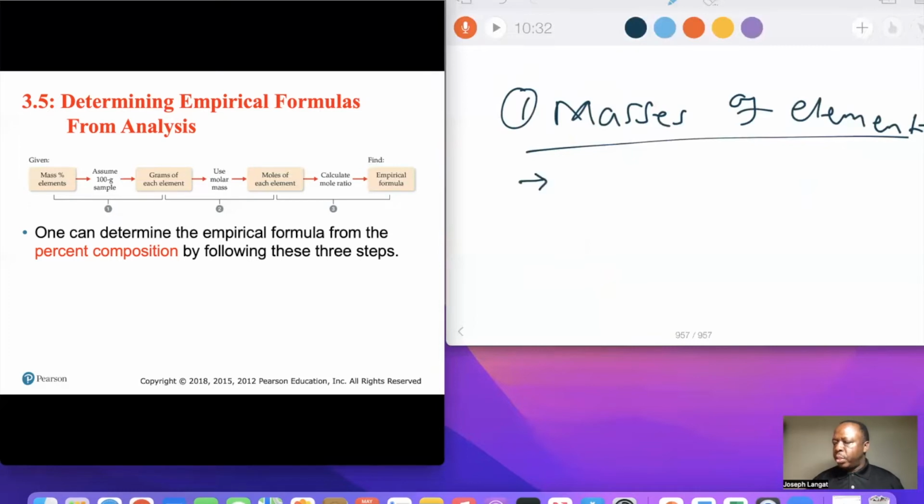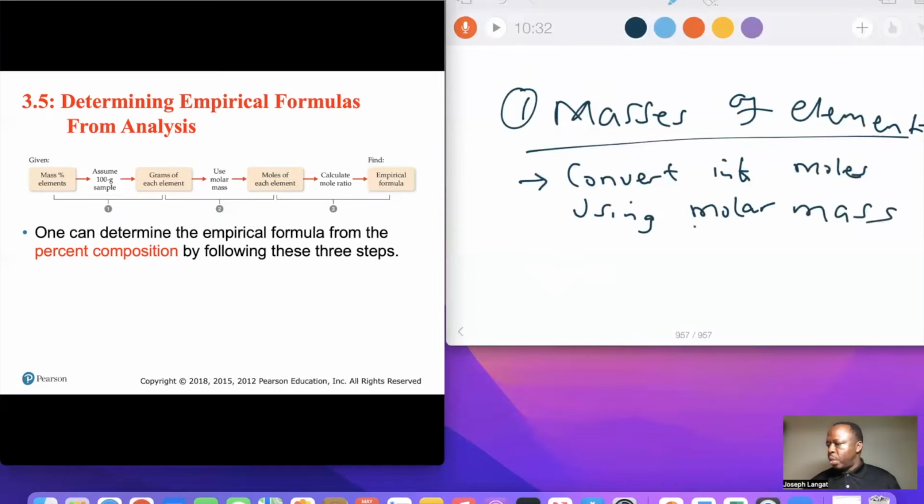convert into moles using the molar mass of each. You get this molar mass, or atomic mass, from the periodic table for each element, and then you convert into moles of that element. And to find the simplest ratio, divide across by the smallest number of moles.